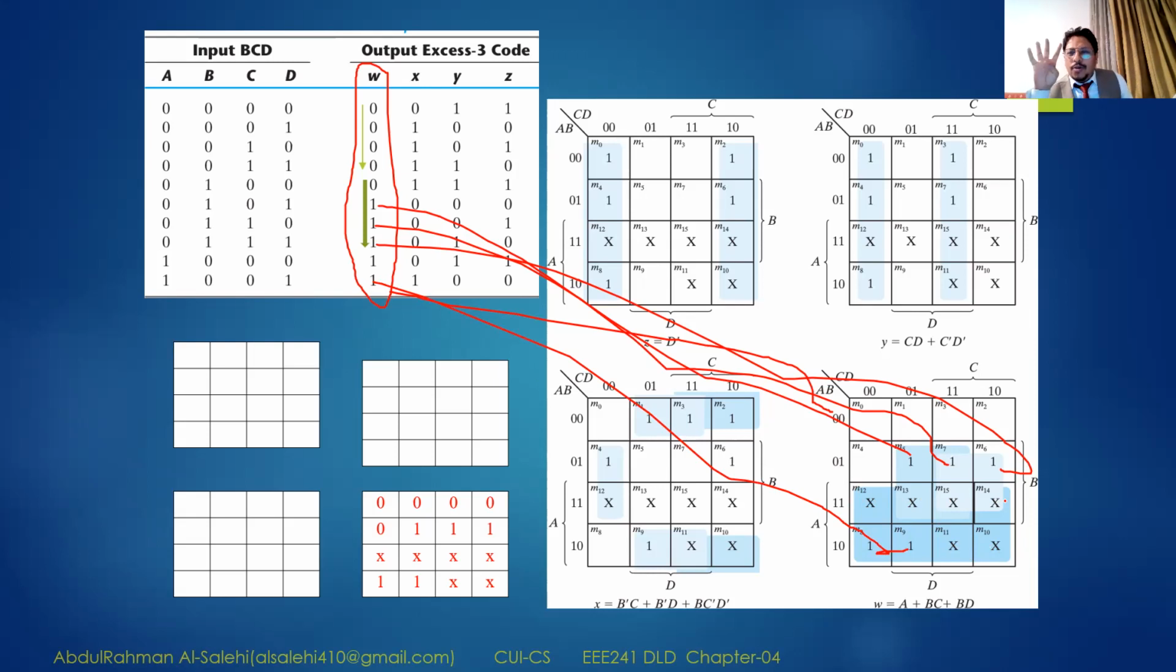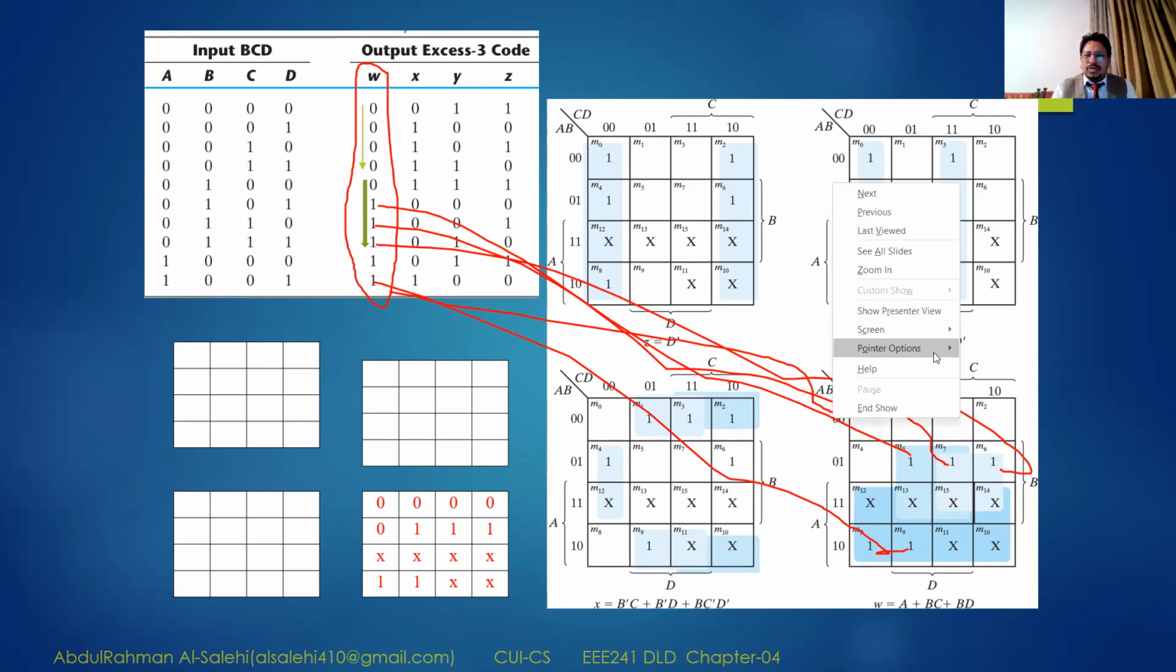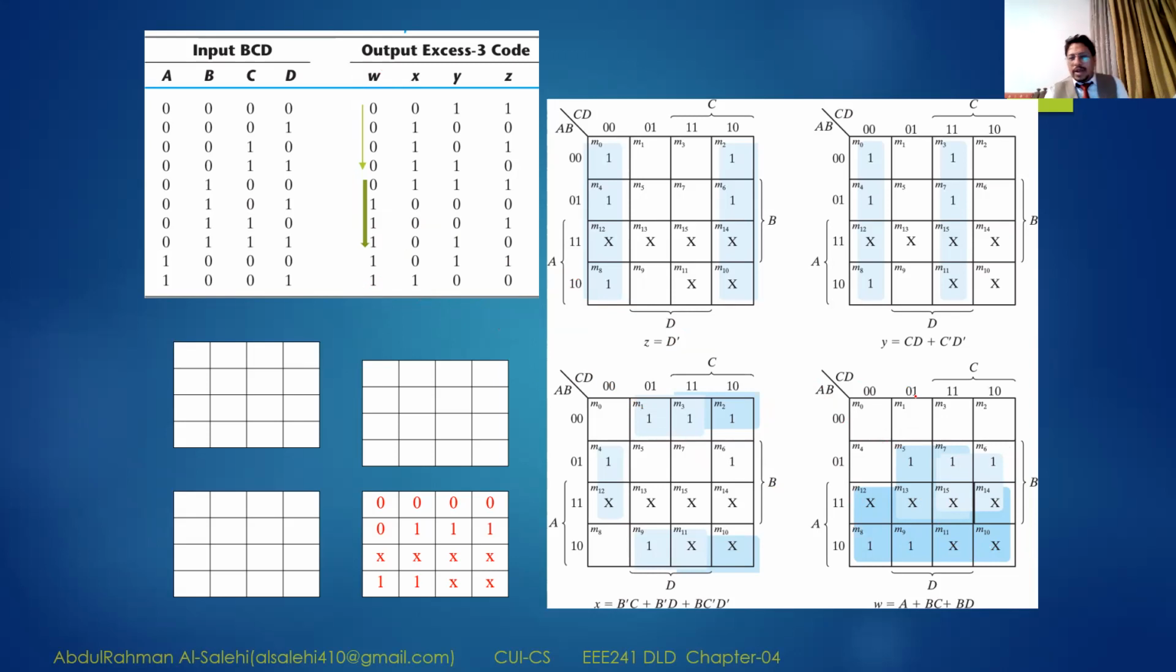And as there are 4 inputs, I have the Karnaugh map with 4 variables, A, B, and CD, right? So I will fill the other gaps here with don't care functions. Don't care means that I am not interested in those inputs.